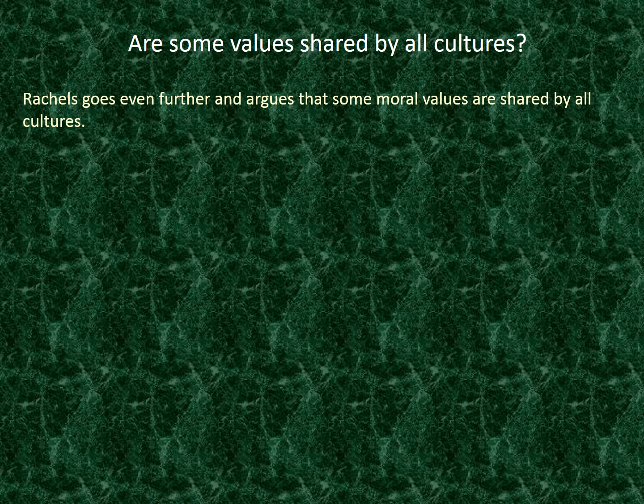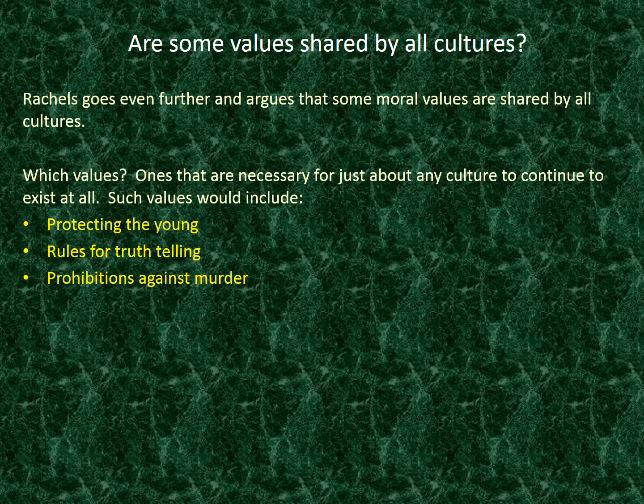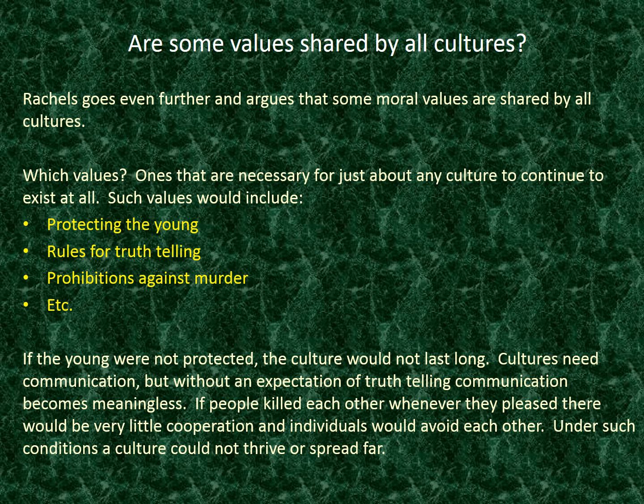Rachel goes even further and argues that some moral values are shared by all cultures. Which values? Ones that are necessary for just about any culture to continue to exist at all. Such values would include protecting the young, rules for truth-telling, prohibitions against murder, and so forth. If the young were not protected, the culture would not last long. Cultures need communication, but without an expectation of truth-telling, communication becomes meaningless. If people killed each other whenever they pleased, there would be very little cooperation, individuals would avoid each other, and under such conditions, a culture would not thrive or spread far.